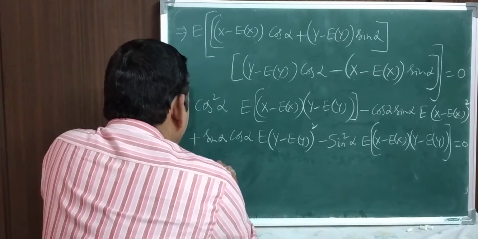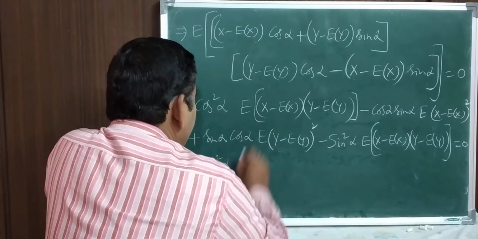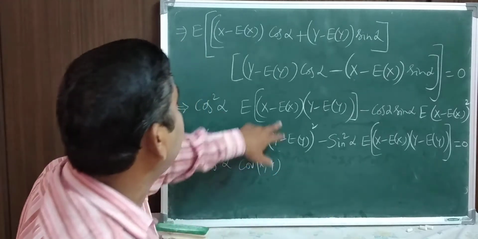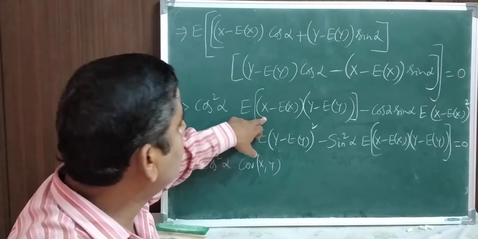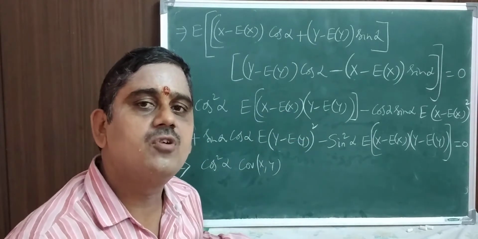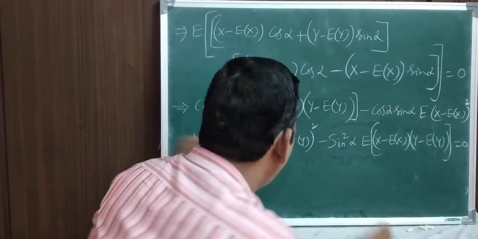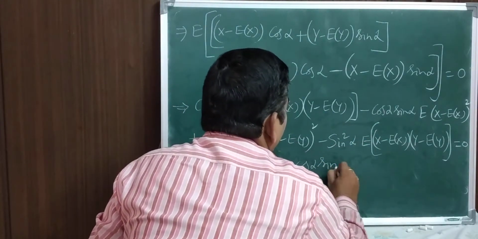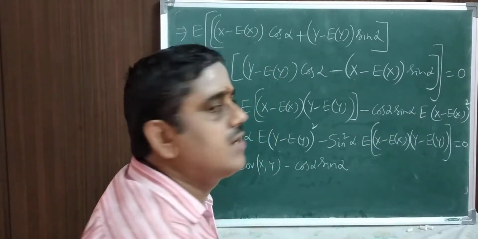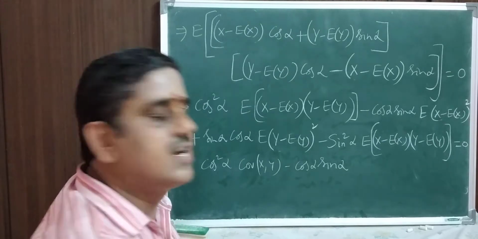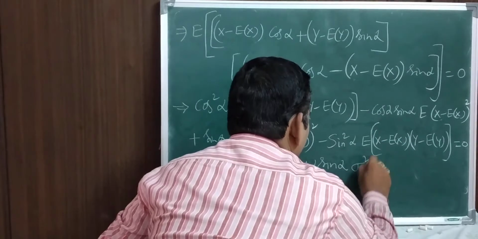So which implies, now I first of all convert in terms of formula, so that we'll see. This is cos square alpha multiplied by covariance of x comma y. What is the formula of this? Expectation of x minus expectation of x into y minus expectation of y, the formula of covariance of x y. Minus cos alpha into sin alpha multiplied by expectation of x minus expectation of x the whole square. It is the formula of sigma square x. So it is sigma square x.